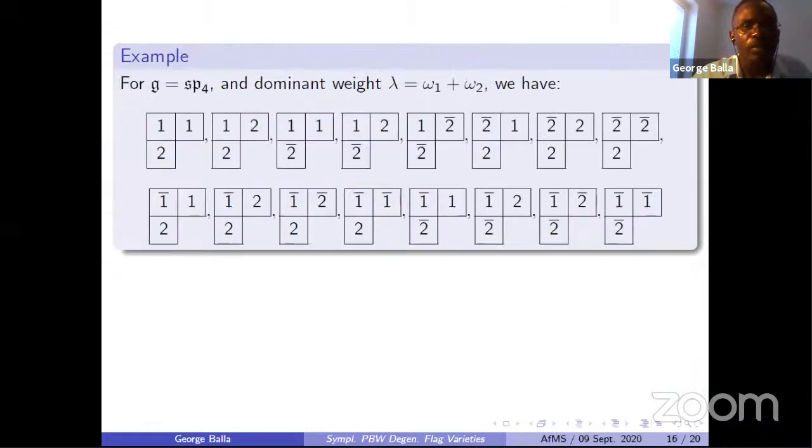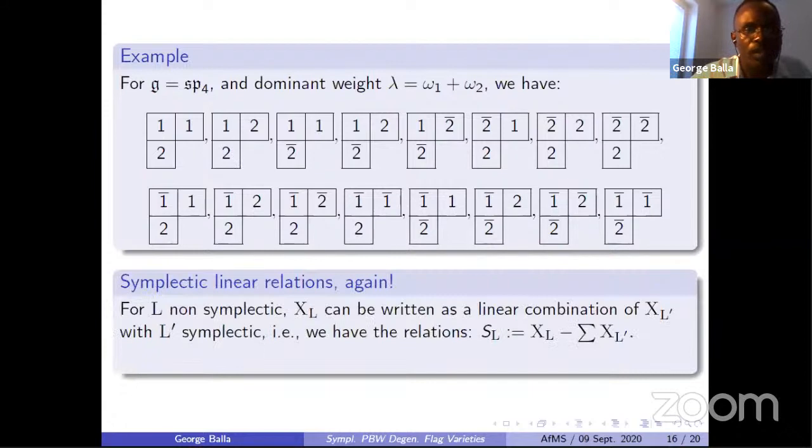Now for n equal to 2, the full set is here. There are 16 of them. So these are the symplectic PBW tableaux. As you can see, every element here should have an entry here or below, which is greater or equal to that.